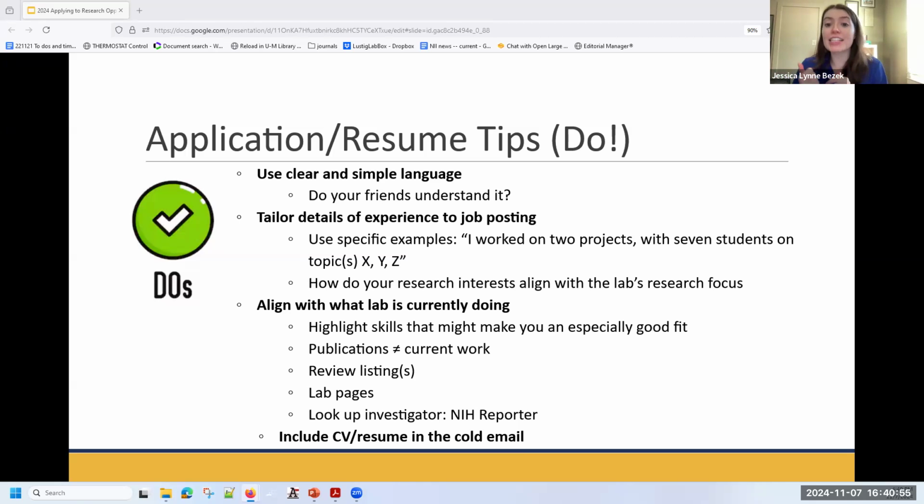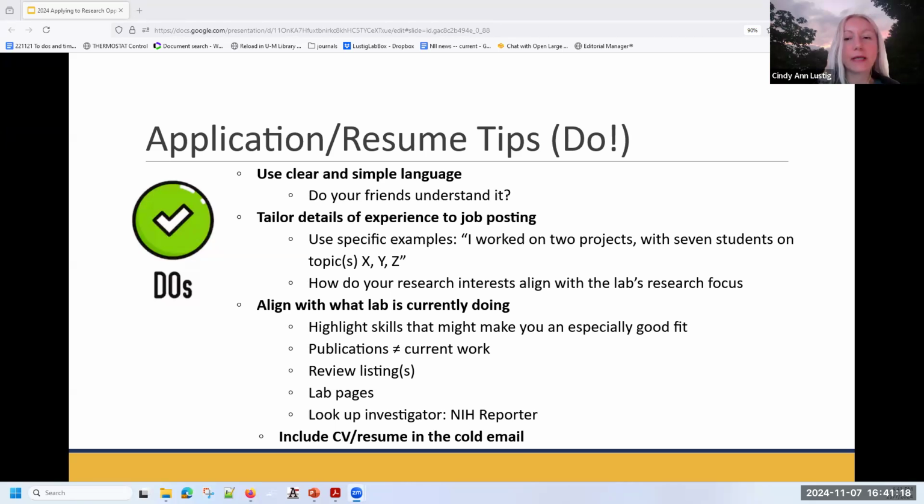Also reviewing listings, lab pages, looking at the investigator, all of those things. Oh, I'm so sorry. Now I understand the difference between publications and current work. One second. Okay. So I think what we were trying to get at there is that sometimes what the lab is currently working on is not exactly the same as what they've published. Is that right, Dr. Lustig?